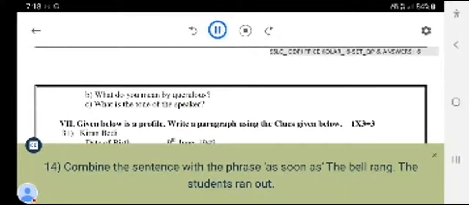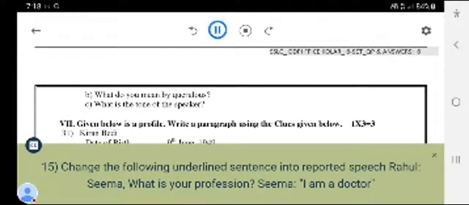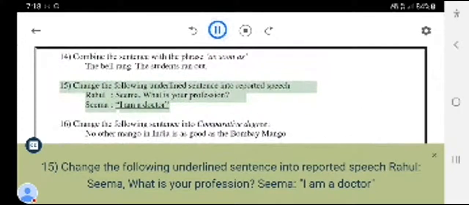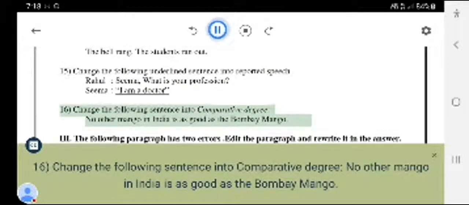14. Combine the sentence with the phrase: as soon as. The bell rang, the students ran out. 15. Change the following underlined sentence into reported speech. Rahul: Seema, what is your profession? Seema: I am a doctor. 16. Change the following sentence into comparative degree. No other mango in India is as good as the Bombay mango.